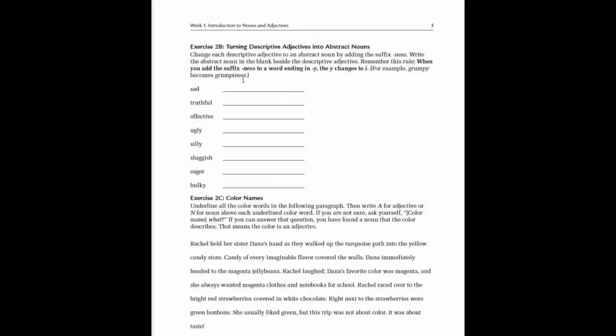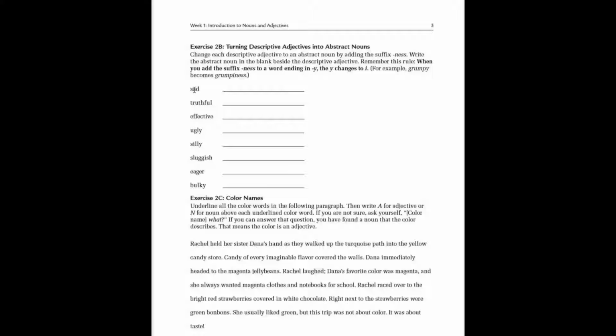Becomes grumpiness. If the word ends with, actually it has to end with a consonant and a Y. And when it does that, you change the Y to an I. And then you add the suffix. That's actually a spelling rule.